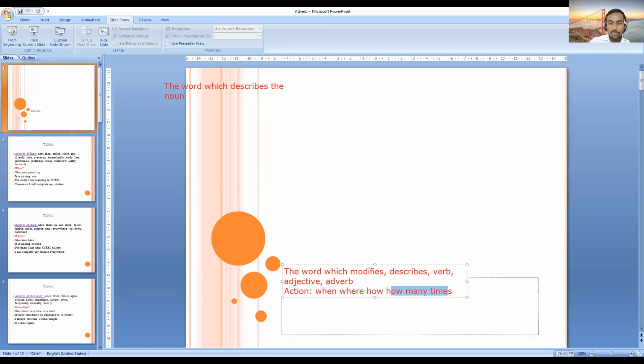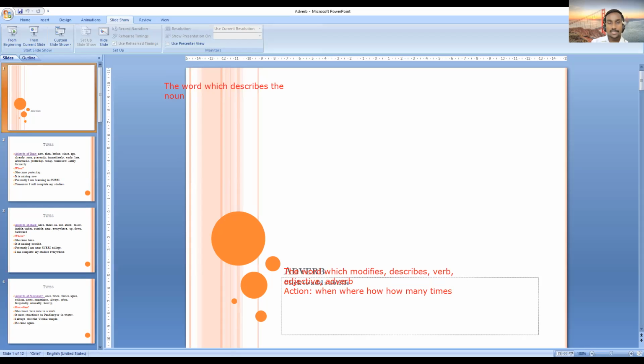Okay, what I just told you, where an action happens, based on that you are going to get adverbs of time, adverbs of place that will define where, adverbs of manner for how, and adverbs of frequency for how many times. Okay, so this way we are going to see some of the types.